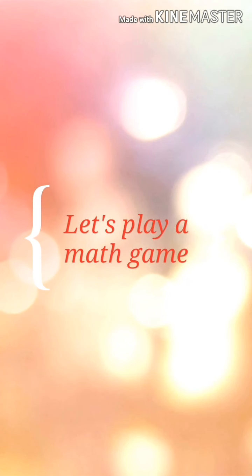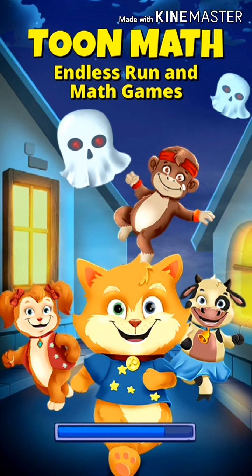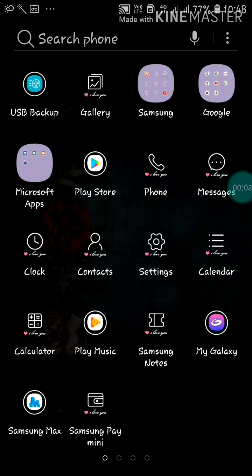Today we will play our game on math. The game is going to be very interesting and entertaining. First, I am going to show you how you can get the game.